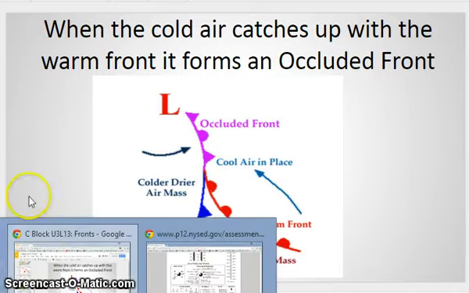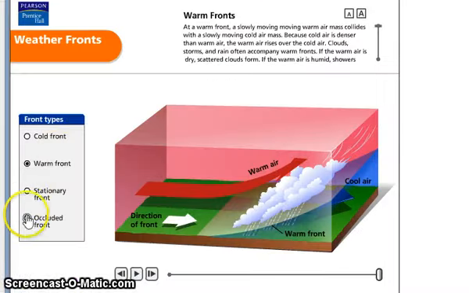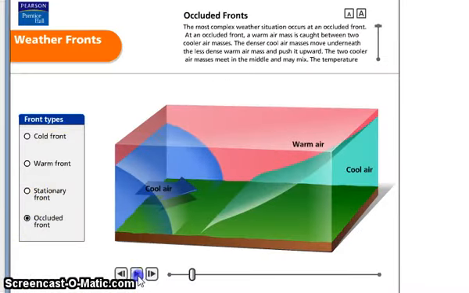And here's what that looks like on the animation. Alright, so let me pause it. So you have this mass of warm air, so this is a warm front right here, and here's a cold front coming in behind it. So you have cool air over here and colder air behind the warm front, and the warm front is trapped.